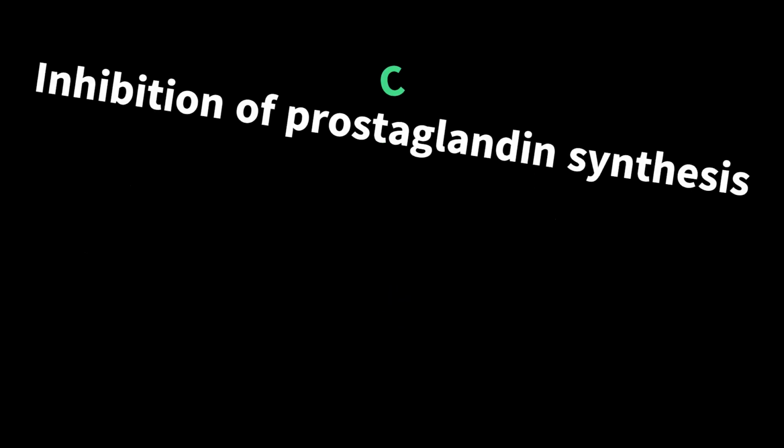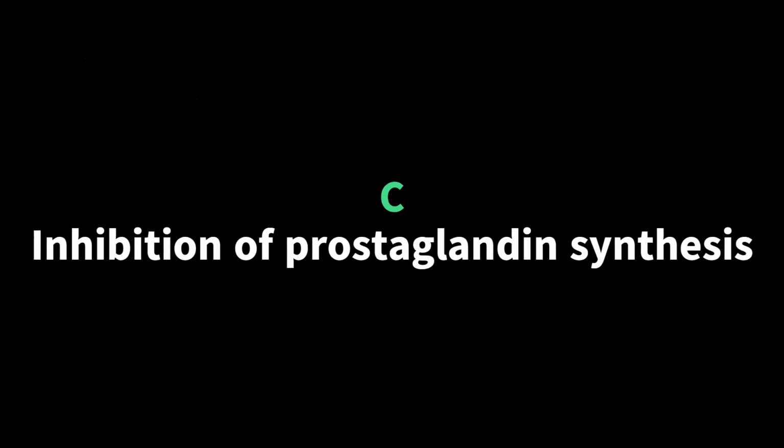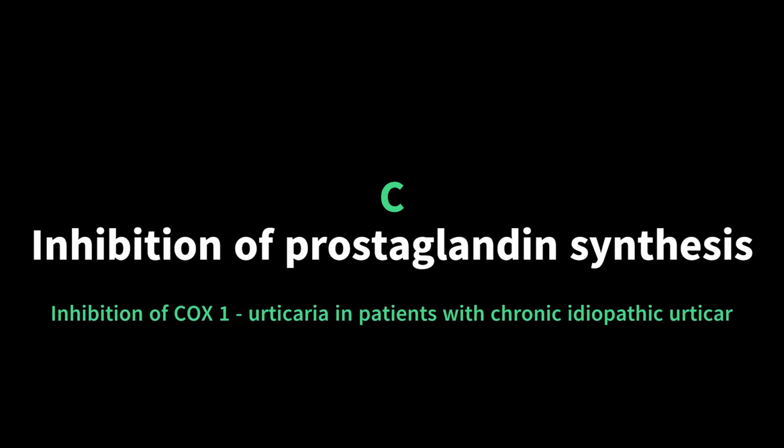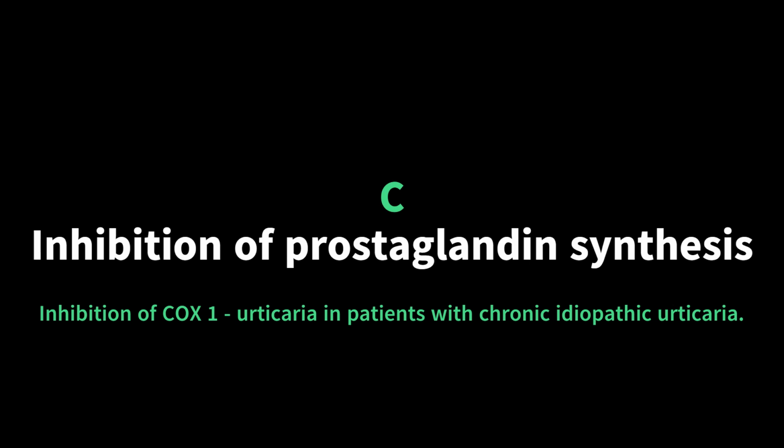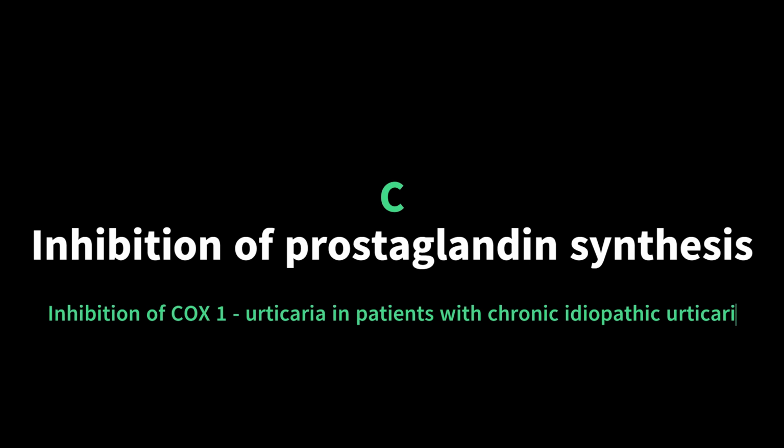C. Inhibition of prostaglandin synthesis. Inhibition of cyclooxygenase 1 by aspirin and nonsteroidal anti-inflammatory drugs can trigger urticaria in patients with chronic idiopathic urticaria. These medications shunt arachidonic acid metabolites toward formation of leukotrienes, which increase vascular permeability.